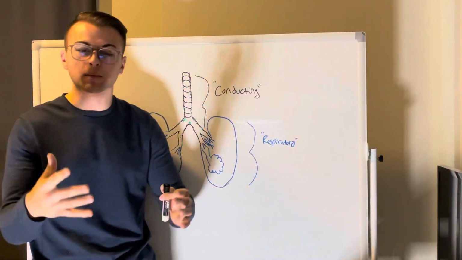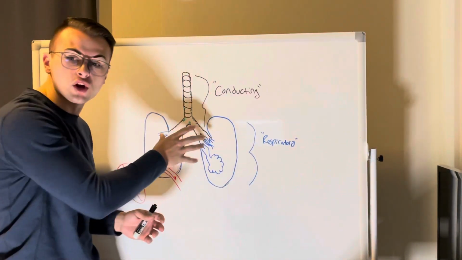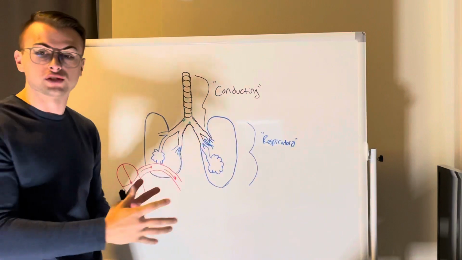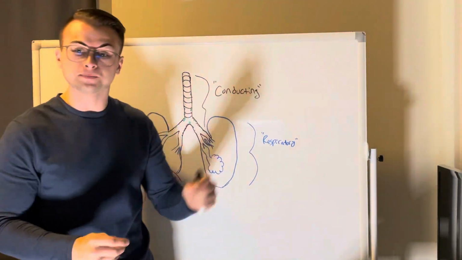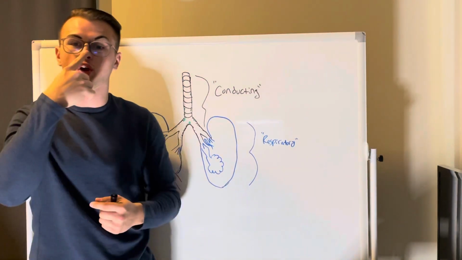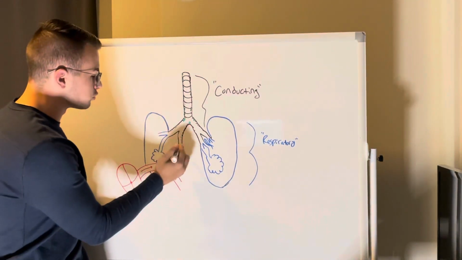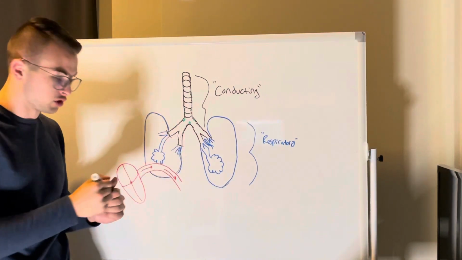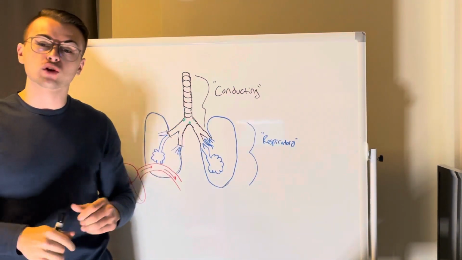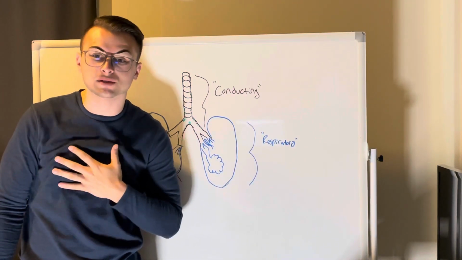So we can actually separate the lungs into two zones. So we have the conducting zone and we have the respiratory zone. So the conducting zone, this is the transport system, okay? So it goes from our nose all the way into our terminal bronchioles, which I've drawn here in black to show you where they end. So it goes from our nose to our terminal bronchioles, the last bronchioles.